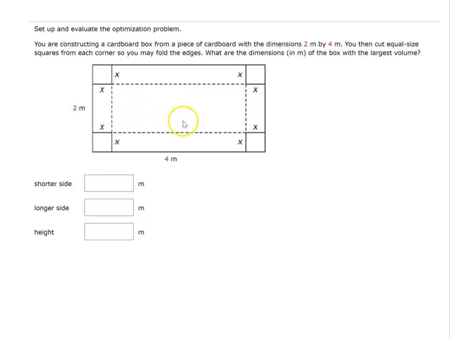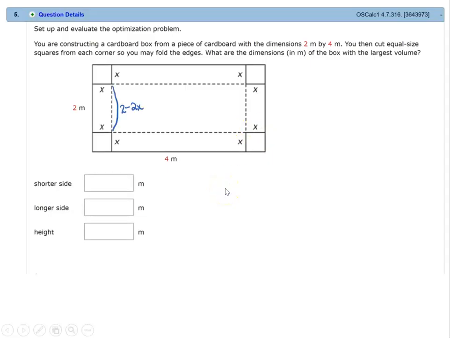Okay, so if we do that, if this was 2 meters long and I took this x off and I took this x off, remember we like tore off this piece of paper, tore off this piece of paper. So that would leave me with 2 minus 2x for this length. All right, same thing here. If this total length was 4 and I took off this x and I took off this x, then that would be 4 minus 2x.